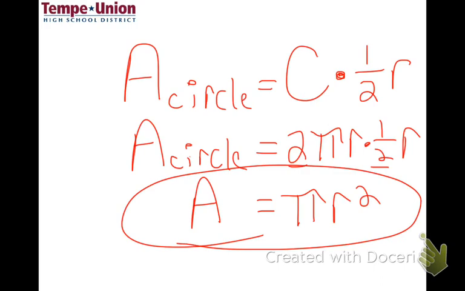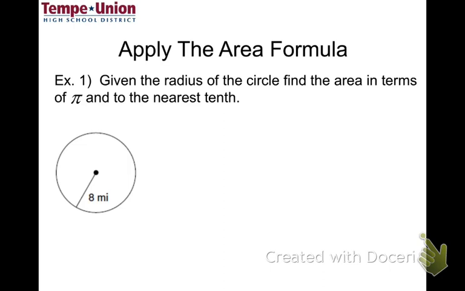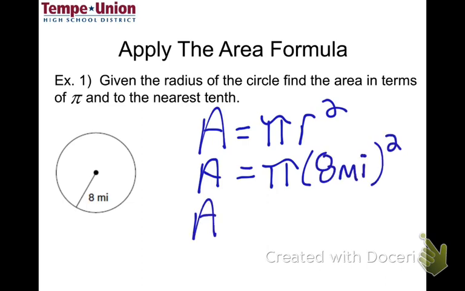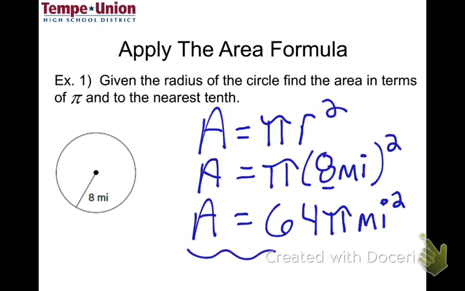So now let's start applying the formula to a couple problems here. It says, given the radius of the circle, find the area in terms of pi and to the nearest tenth. So here's our area formula: area equals pi r squared. The radius is given as 8 miles, so we put that in there and then square it. So area equals pi times 8 squared, that would be 64 pi, and then we'd have miles squared, or square miles.